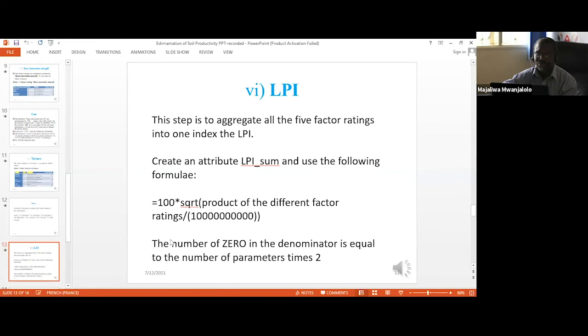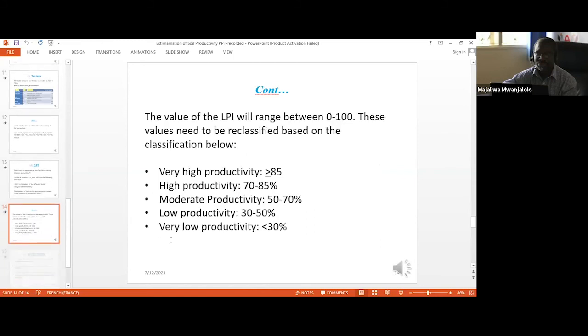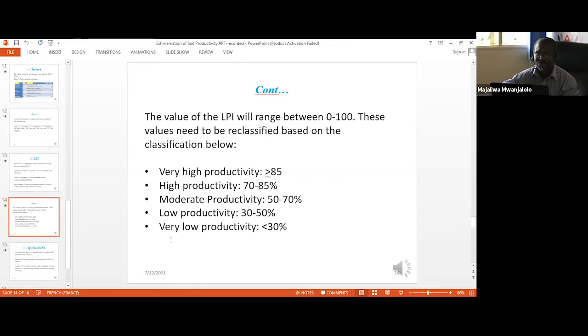So the number of zeros you are going to divide with should be 2 times the number of factors you have used. If you have 5 factors, then you should divide by 10 power 10. If you have 7 factors, you should divide by 10 power 14.